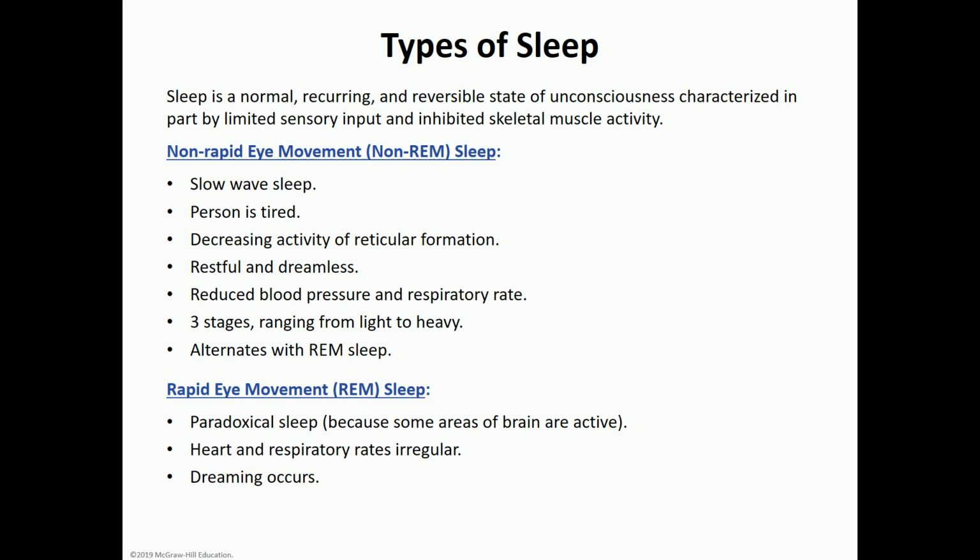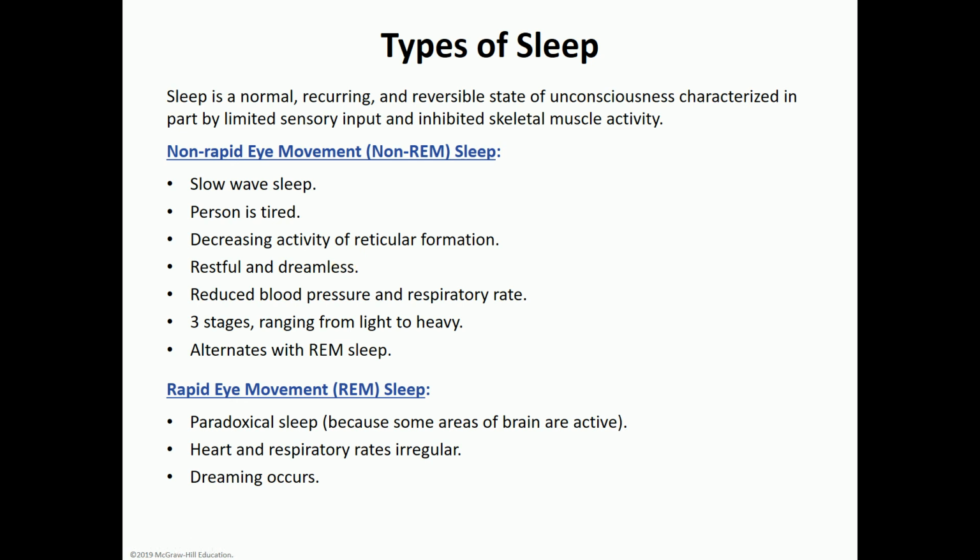Now, there are two different stages. There is the non-REM, or the non-rapid eye movement sleep. This is the kind of sleep that, if you're recording the patient's brain activity through what is known as an electroencephalogram, or an EEG, they have these very slow waves that show up on their recording. The person here is very tired. There's decreased activity of the reticular formation, remember, in order to shut down the sensory stimuli reaching the brain. It's very restful, but the person does not dream through this part.